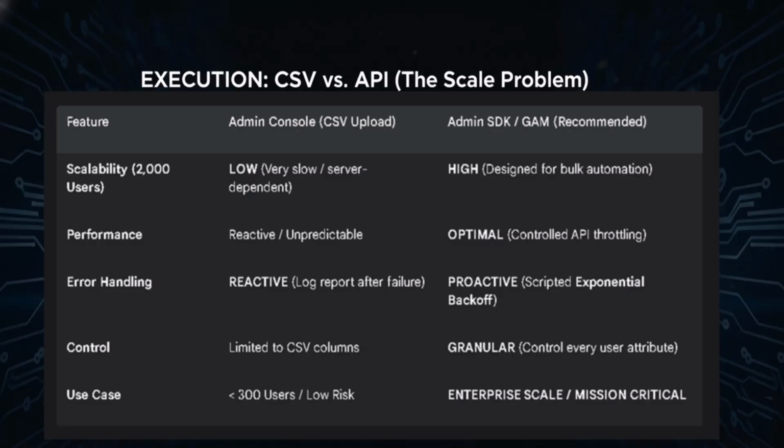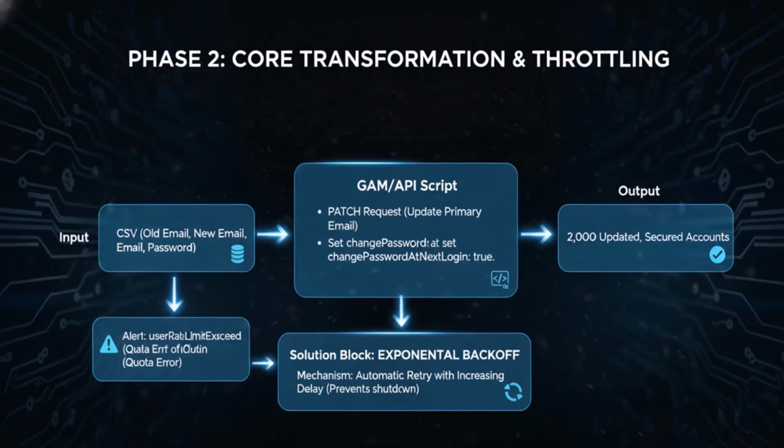This means if Google's API pushes back and says, "You're sending too fast," the script automatically pauses, waits a controlled period, and then retries. This ensures every single one of your 2,000 users is processed successfully, guaranteeing the mission is complete. Welcome to the technical heart of the migration, Phase 2, the core transformation.